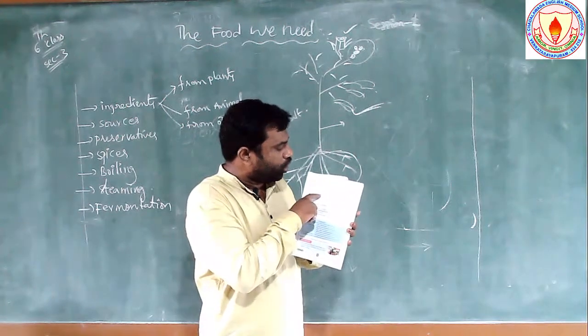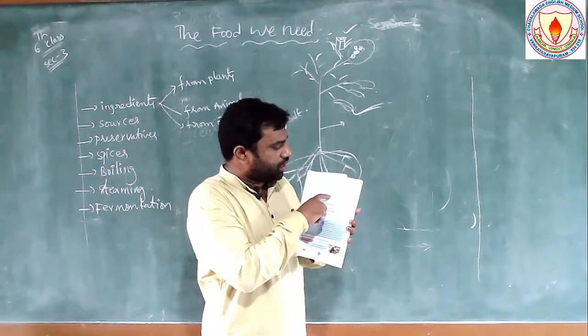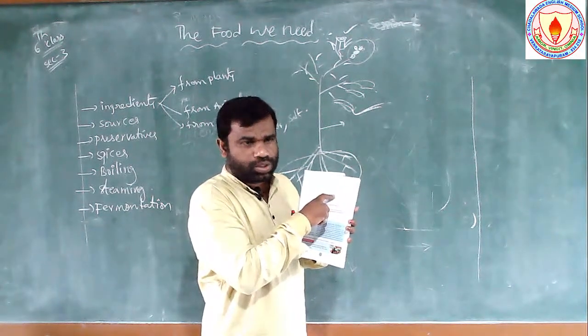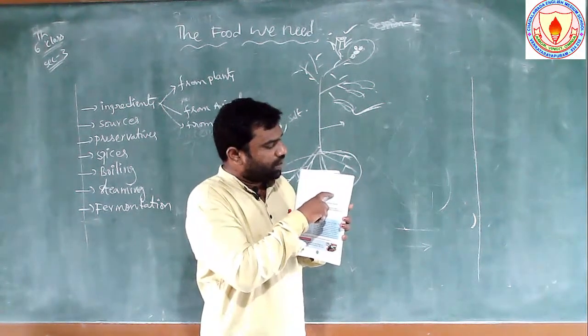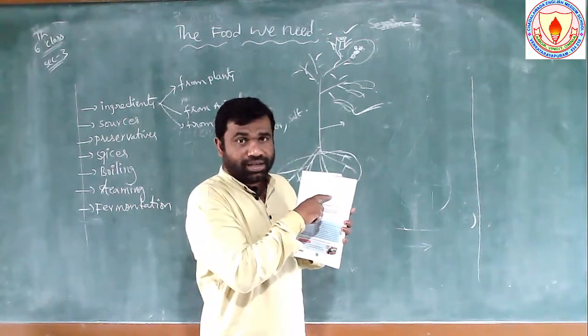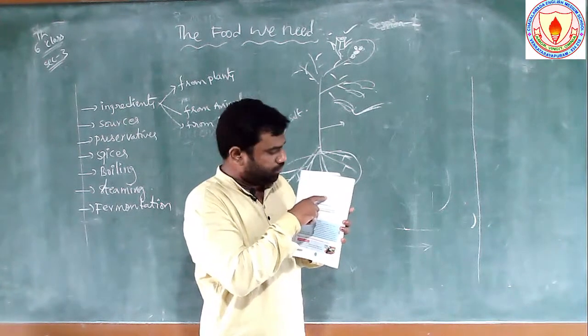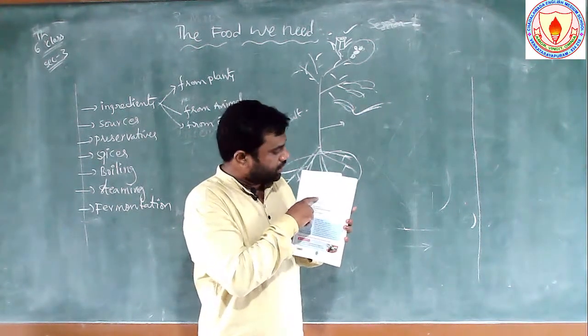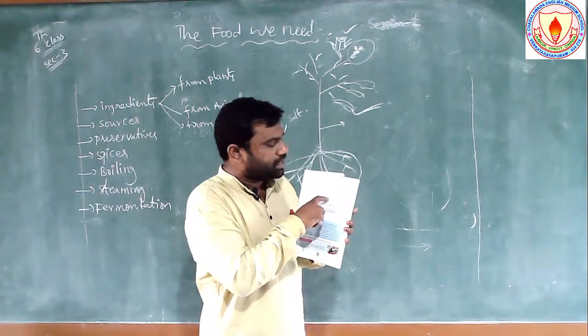And roasting. Chicken we are roasting, using the method of roasting; chicken and fish and pork are the food materials prepared by roasting. Yes or no?